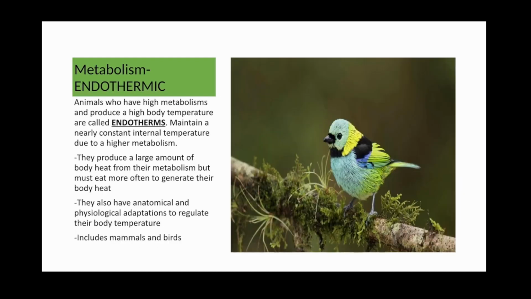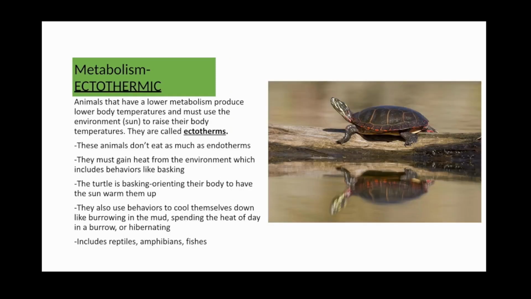So that would be endotherms. They eat a lot and produce a lot of heat. Ectotherms, these animals don't eat that much and they don't produce very much heat. So they have to find other ways to get their bodies warm. So you'll see them sunbathing. They'll go out in the sun.